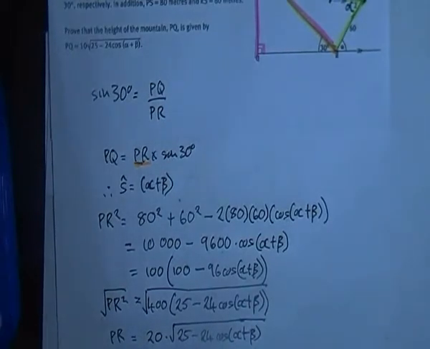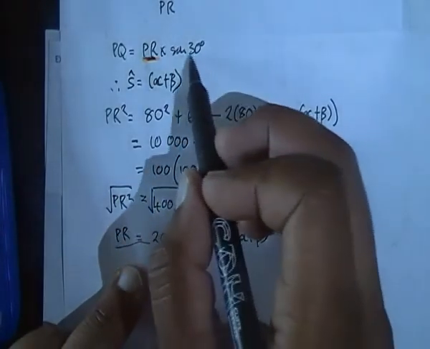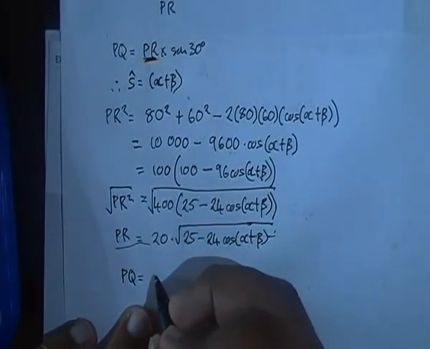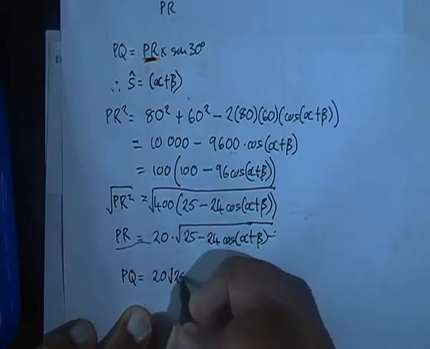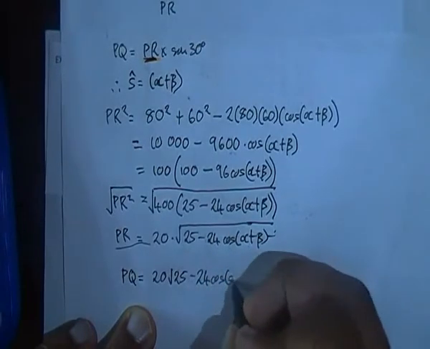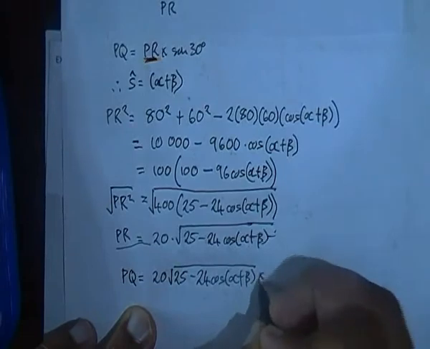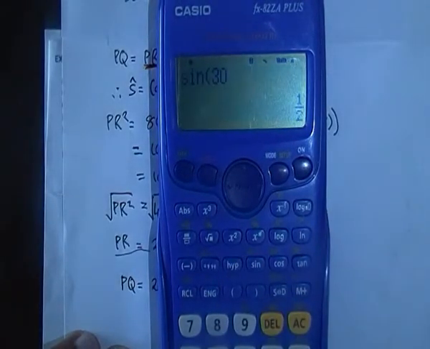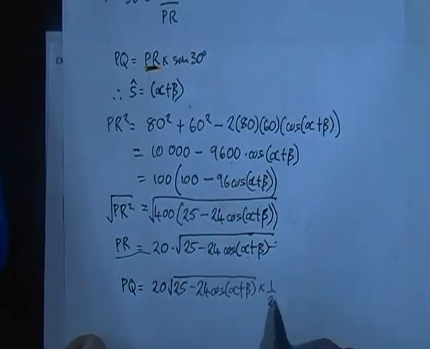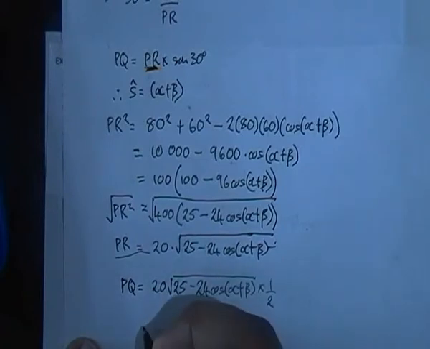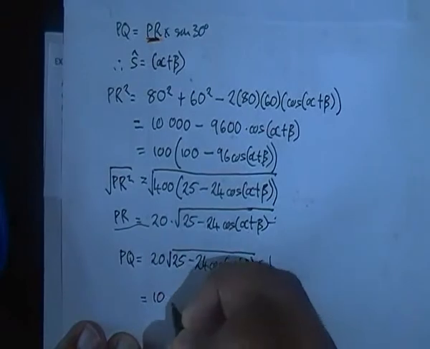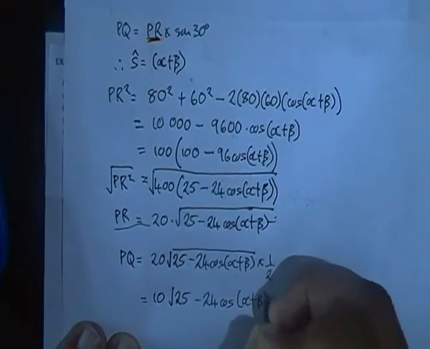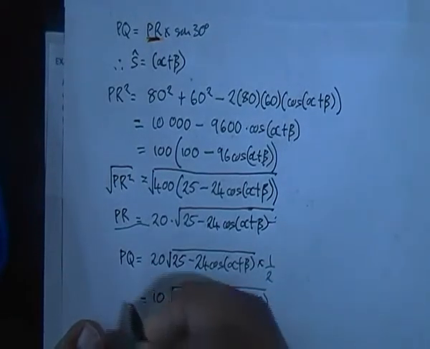Now this is the length of PR, so I must go and substitute it back over here. PQ is equal to PR, which is what we just found, square root of 25 minus 24 cos alpha plus beta, times the sine of 30. Don't you know the sine of 30? You can check with the calculator. Oh, it's a half. So that's times a half. If this is multiplying by a half, obviously it's going to divide 20 by 2 and give us 10. So this then becomes equal to 10 times the square root of 25 minus 24 cos alpha plus beta. And it has been proved.